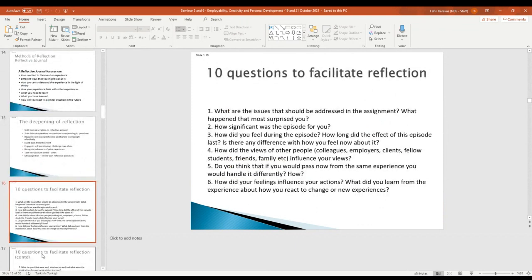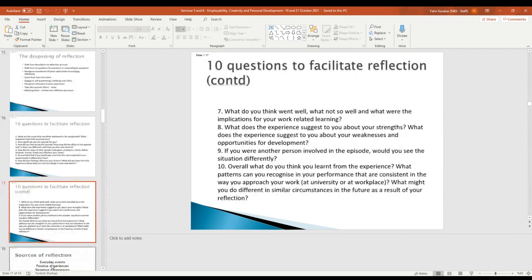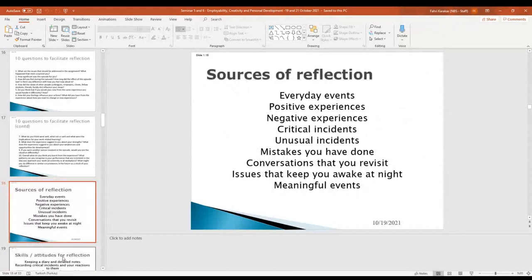There are 10 questions I included for you. You can check your slides to facilitate your reflection. So why was it significant? How did you feel? Did you think about the views of others who are involved? What went well? What didn't go so well? What did you learn from the experience, etc.? So you can use anything. I want you to decide what you will reflect on for your Gibbs cycle now. You will start writing it right away.